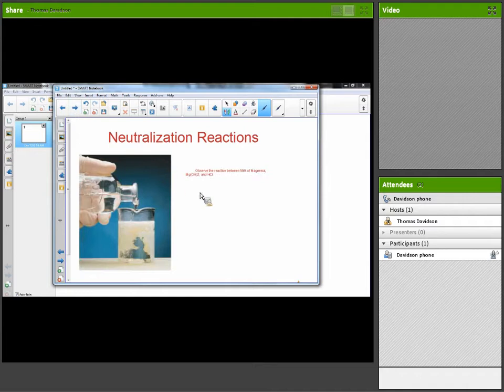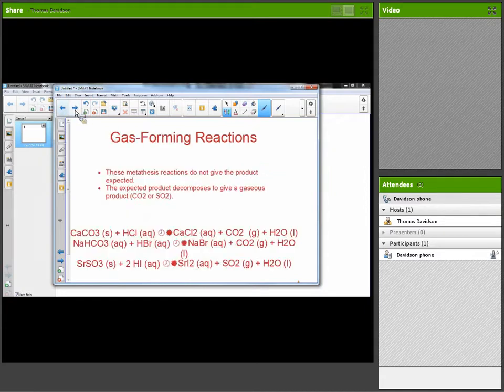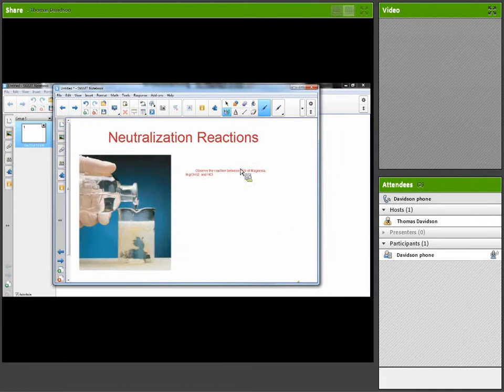Neutralization reactions. Observe the reaction between milk of magnesia, Mg(OH)2, and HCl. Milk of magnesia, you don't need to write this or anything, but that's a medicine you take for heartburn or a stomach ache. So you drink that, and it's Mg(OH)2. It goes into your stomach, which is pretty much the same as hydrochloric acid. If hydrochloric acid is a strong acid, it really means you have H plus and Cl minus.